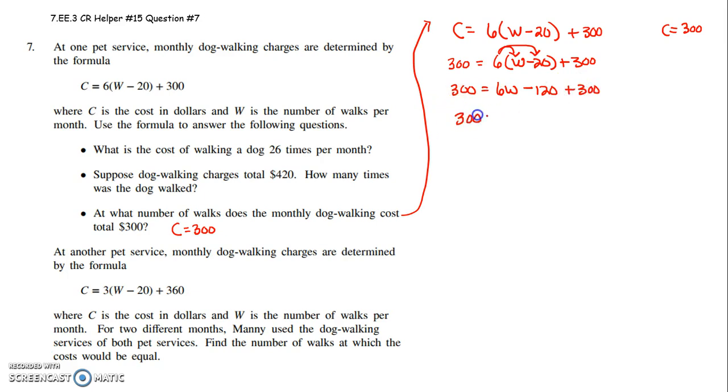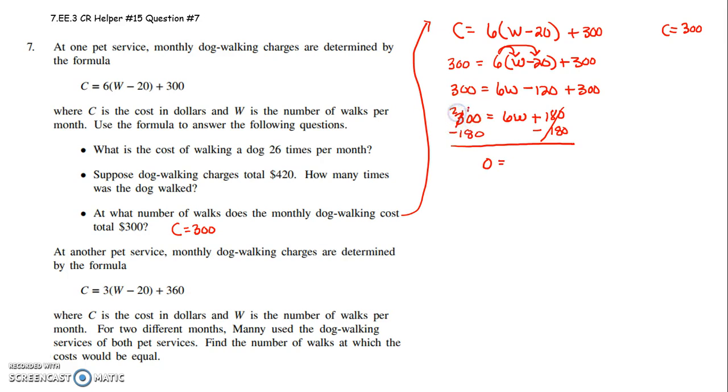So then we have 300 equals 6W. If I combine like terms, minus 120 plus 300, we just did that with the last problem we worked on, would be 180. And now I'm going to solve this two-step equation. I undo addition with subtraction. So I subtract 180 from the right-hand side of the equal sign. If I'm subtracting 180 on the right-hand side of the equal sign, I must also subtract 180 on the left-hand side. So 300 minus 180.